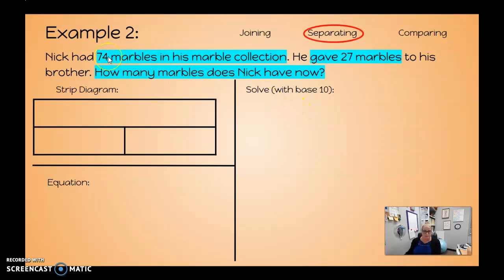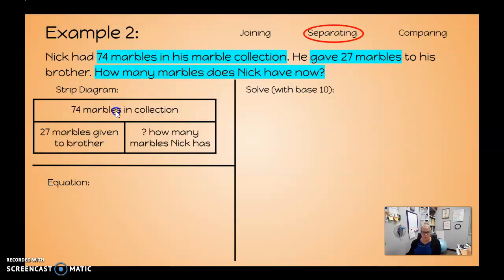So I have 74 marbles. He's going to give 27 to his brother. So after we've decided that we're going to separate, we're going to do our strip diagram. Do we know our total? Do we know our parts? Well, I know that he has 74 marbles, so that's what he's going to start with. That's his total. And I also know that he gave 27 to his brother. So I'm looking for this part over here. I'm trying to figure out how many marbles he has left.